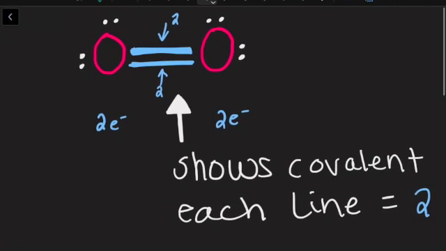So now let's count them. We got 1, 2, 3, 4, 5, 6, 7, 8. Those are our 8 electrons, and now oxygen is completely stable, and we do the same thing on the other side. 1, 2, 3, 4, 5, 6, 7, 8. So those oxygens are now stable.